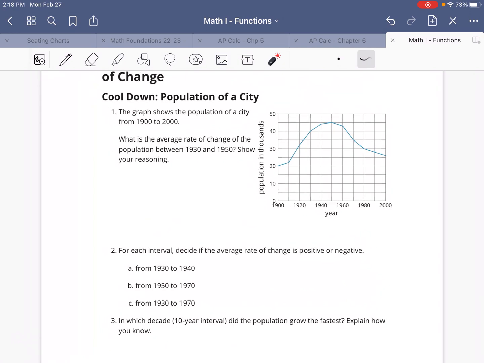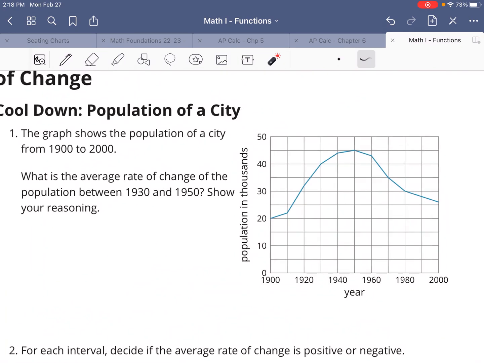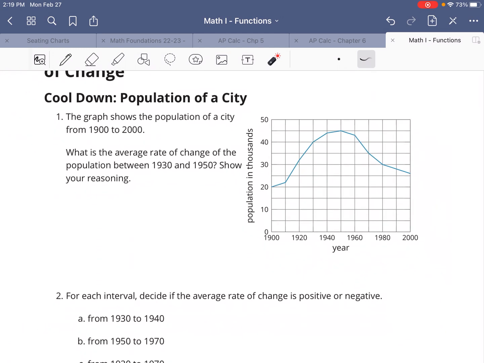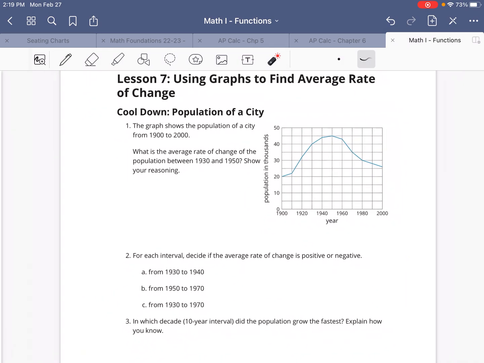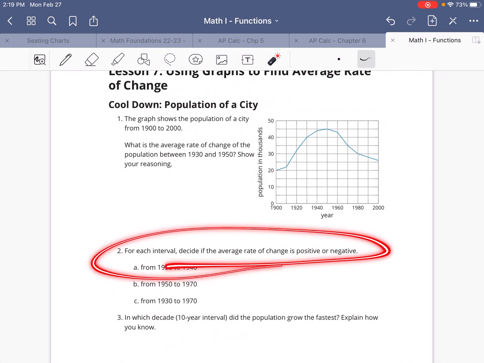So let's take a look at this. What is the average rate of change of the population between 1930 and 1950? All you're doing is finding the slope of this line. What's the change in y? What's the change in x? You could also just come up with the coordinates, like 1930, 40 or whatever, but I wouldn't suggest doing that necessarily. So we're going to look for 1900 to 2000, from here to here first, and then 1930 to 1950 next. And then for each interval, determine if the average rate of change is positive or negative.